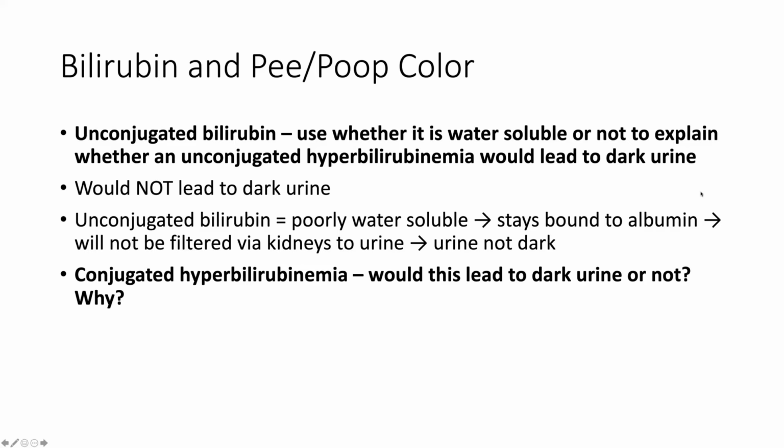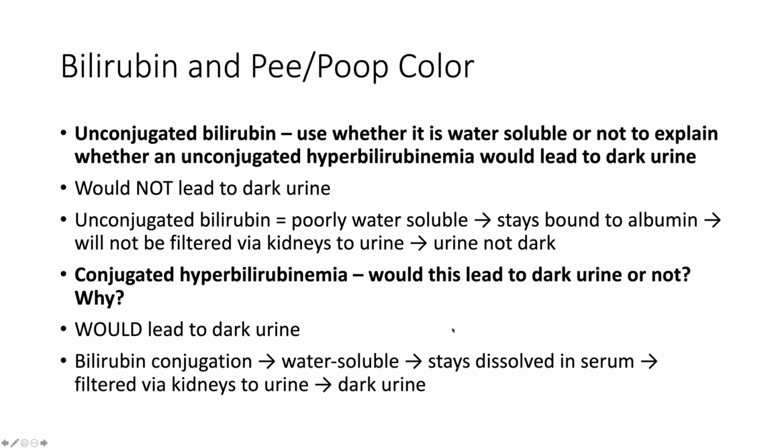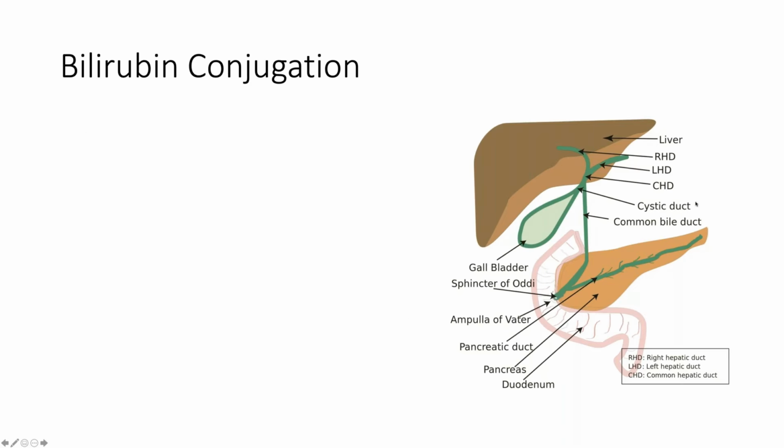So how about Fong? Would a conjugated hyperbilirubinemia lead to dark urine or not? Why? Yes, it would. Good. Why? Because it's water soluble, and it secretes from the liver cell into the blood and gets to the urine. Yeah, exactly. So another way that you can differentiate between a direct and indirect hyperbilirubinemia on questions and in life is to look at the color of the urine. Tea-colored urine or dark urine tells you that there's conjugated bilirubin, usually.